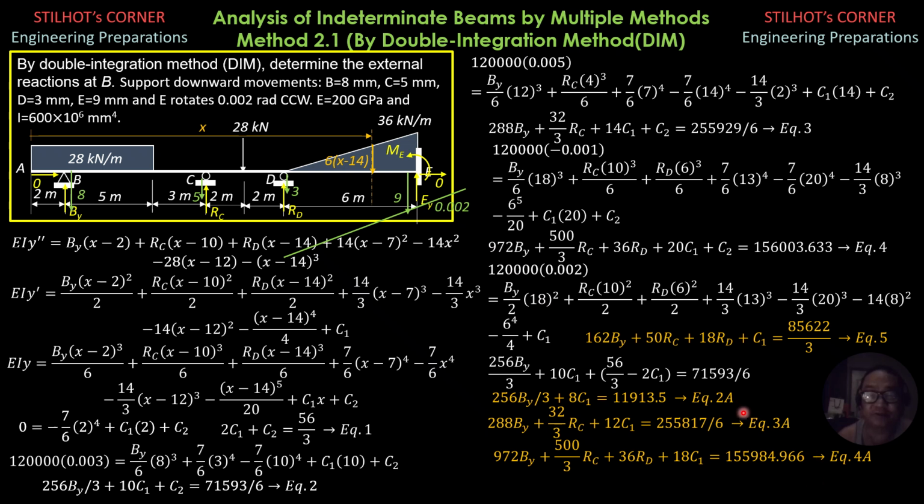Solving equations 2a, 3a, 4a, and equation 5 simultaneously gives the value of By. And of course, Bx, by looking at the figure, is anticipated to be 0. So the reaction at B in x would be 0, and the value of By in this simultaneous equation is 152.507 kilonewtons. So I hope you can verify that By is 152.507.